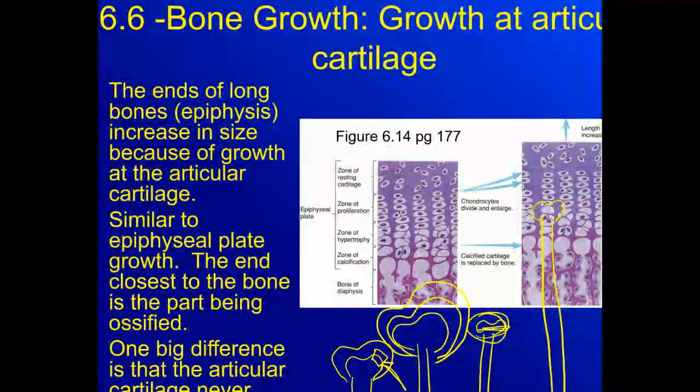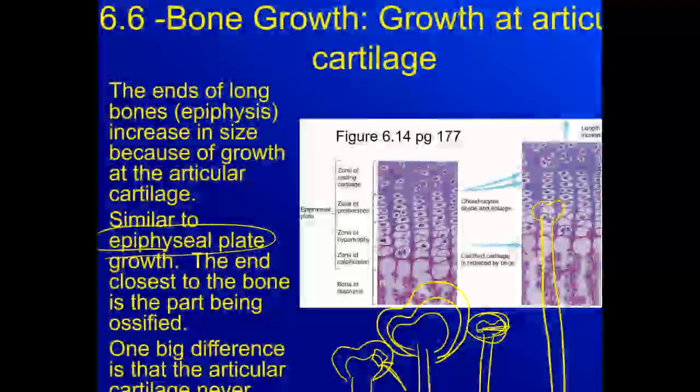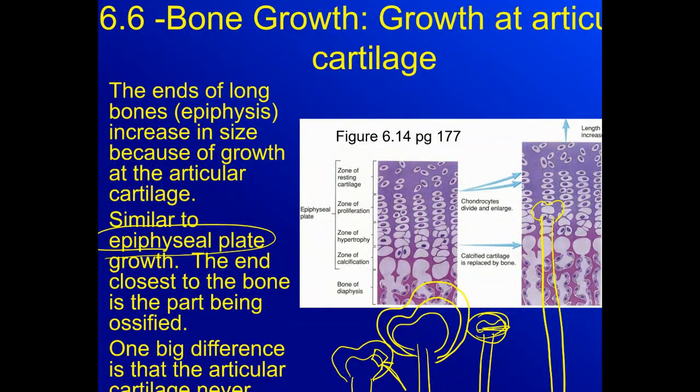It's very similar to the epiphyseal plate growth. The only difference is at the end of this growth, when we become adults, when we become mature, we still have cartilage on the ends of our bones so that our bones move more smoothly.